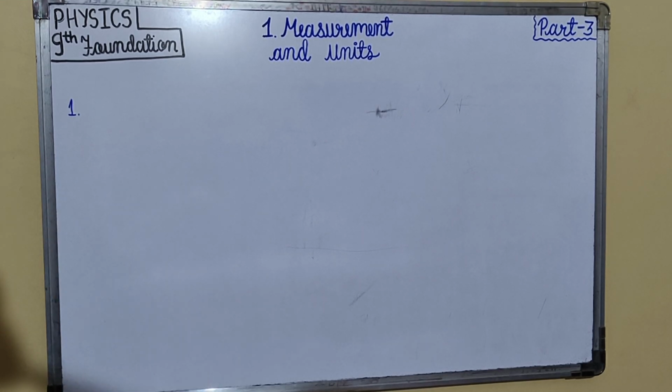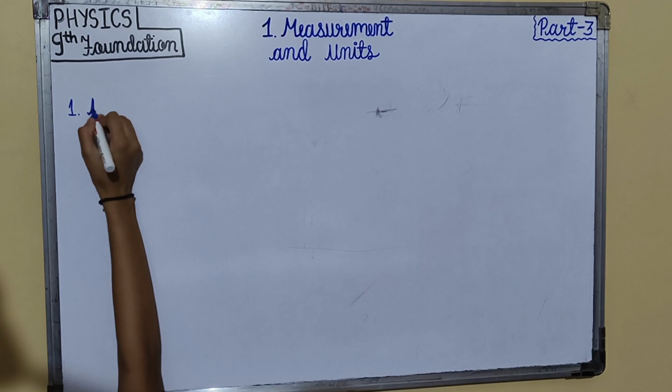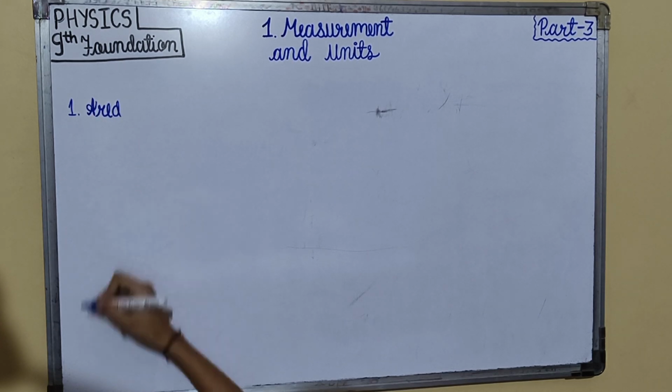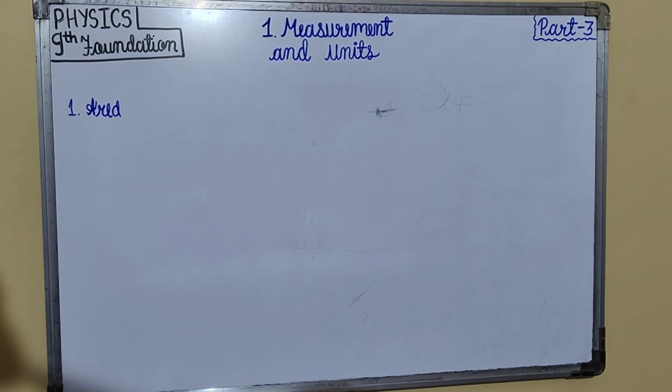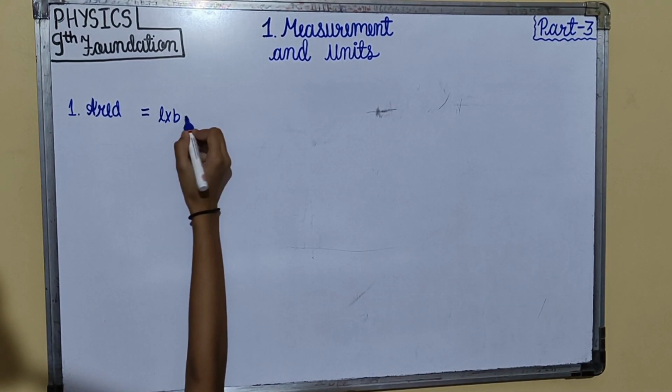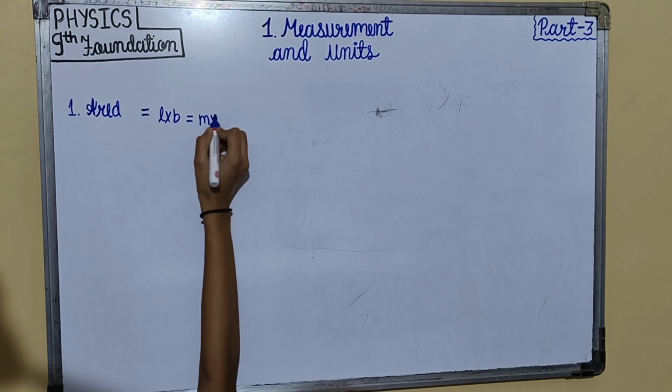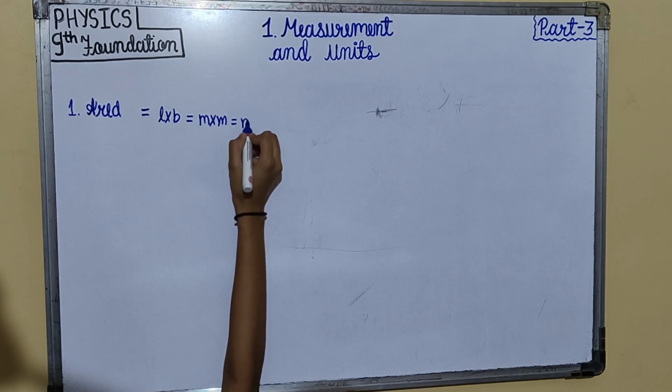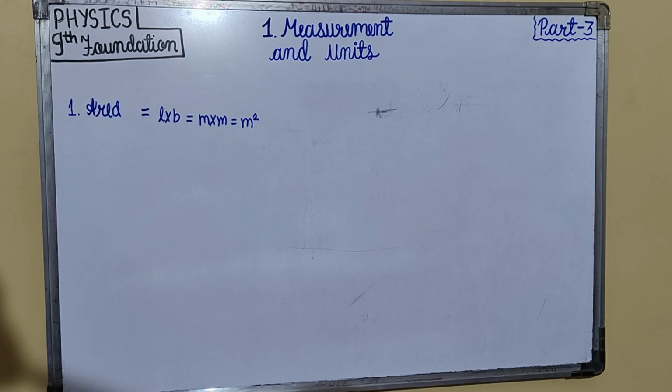First one is area. The formula or relation with other physical quantities of area is length into breadth. That is meter into meter equal to meter square. That is the unit. So the unit of area is meter square.